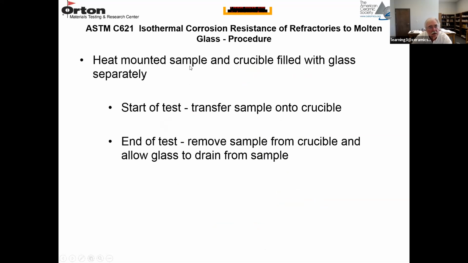So you heat the mounted sample, the sample that's mounted in the top, and the crucible that's filled with glass. You heat these two separately in the furnace, and bring it up to test temperature. And how you start the test is you take the mounted sample and place it in the crucible. And you hold it for some time period. And at the end of the test, you go in the furnace, you remove the sample from the crucible and allow the glass to drain off of the sample.